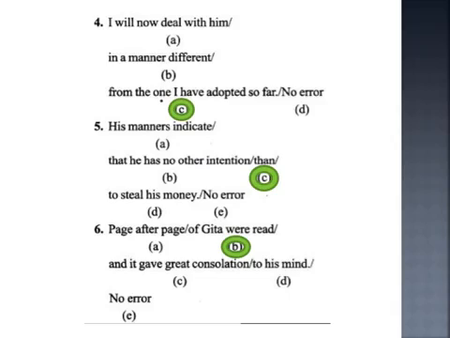And Gita is one book. So what should be the verb form? So verb has to be singular. So page after page of the Gita was read. And therefore the answer is B.